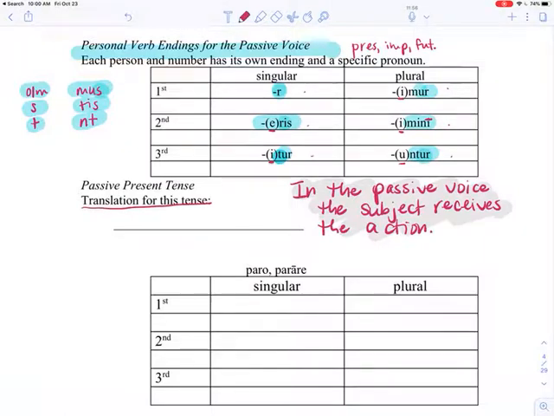What are some helpers? And so our helpers are going to be is, am, or are blanked. Okay, so like is, am, are loved, hated, eaten. Okay.